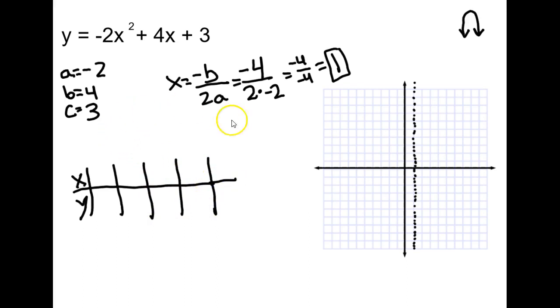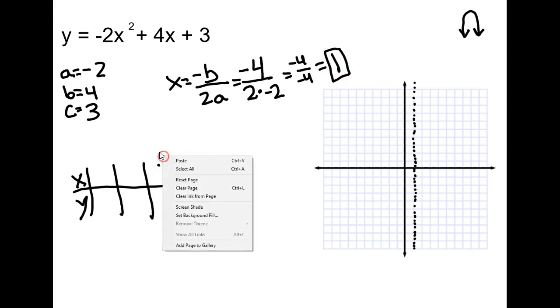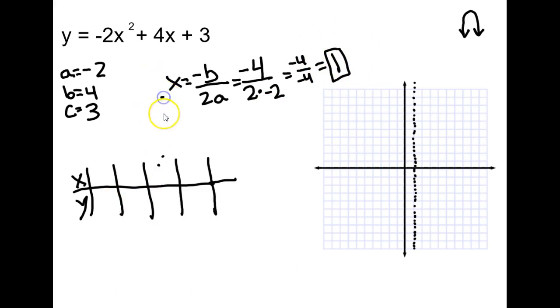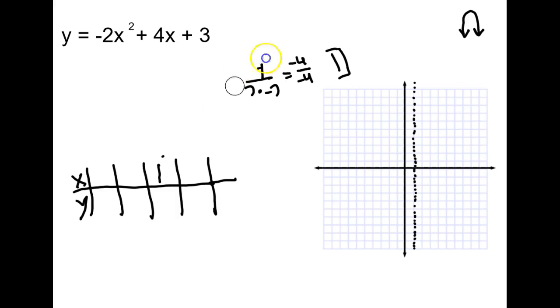The very first one that you should put in is the value of the axis of symmetry. I always put that one right in the middle. So, x is 1. What's y when x is 1? I'm just going to erase this just to open up some room because I like to write it above. So I'm just going to go ahead and erase this stuff right here.